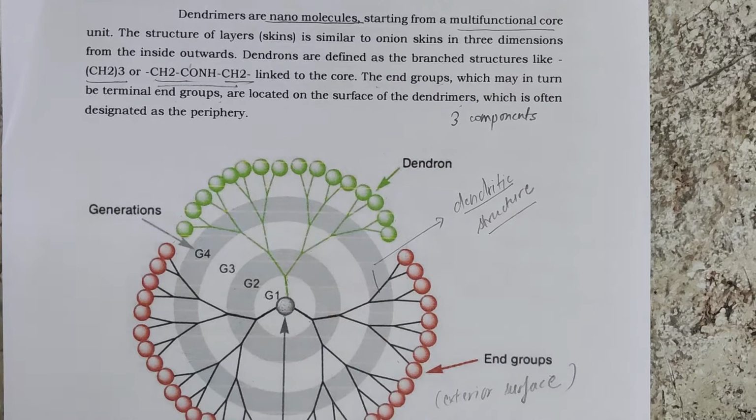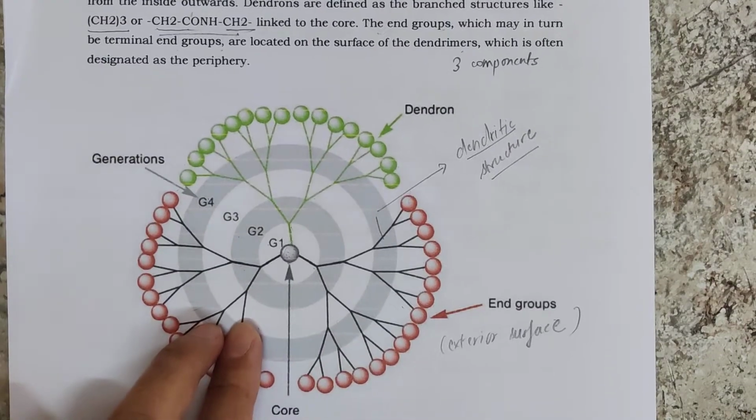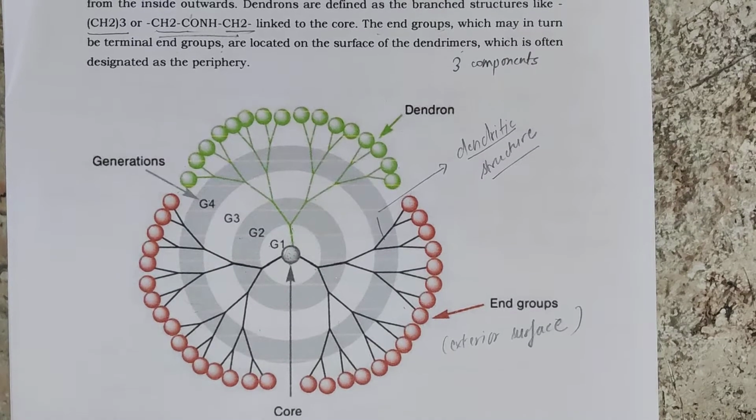Depending upon the requirement of the size of cavity and other properties, these dendrimers are designed. For example, you are designing a dendrimer for some drug delivery. You want to deliver a drug to a specific part of the human body, and for that you have to design a dendrimer. So before designing, you should be able to identify the properties that are required by that particular dendrimer.